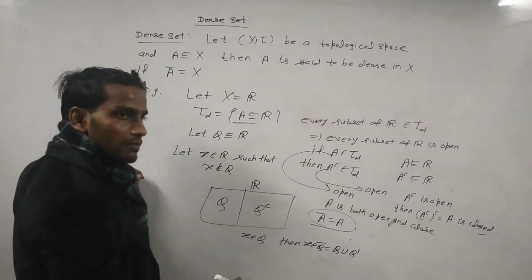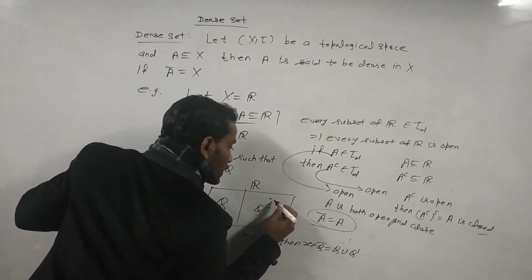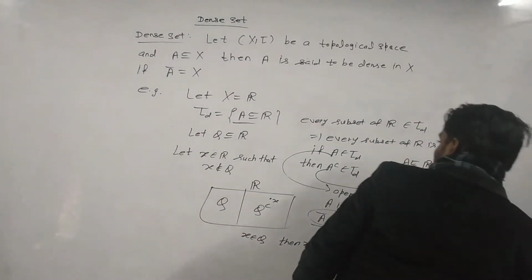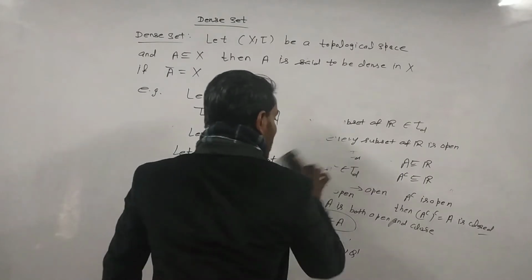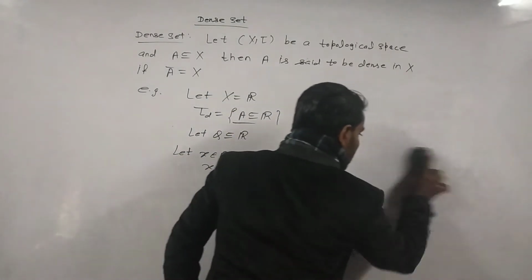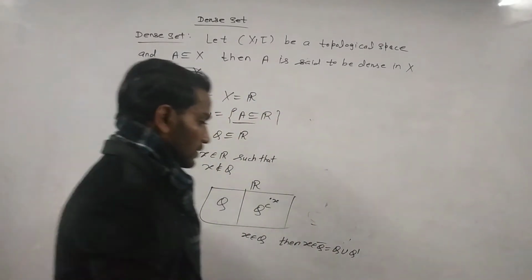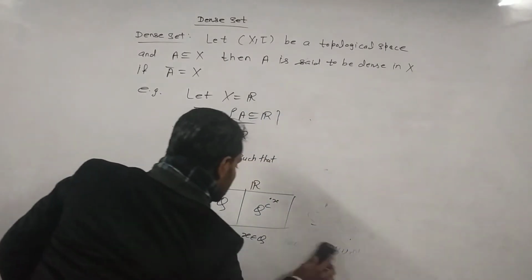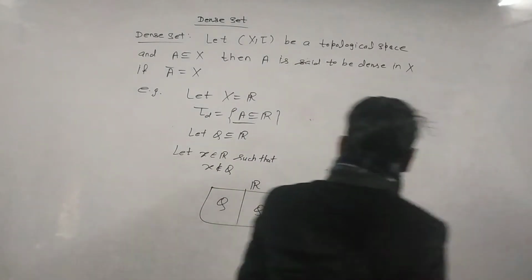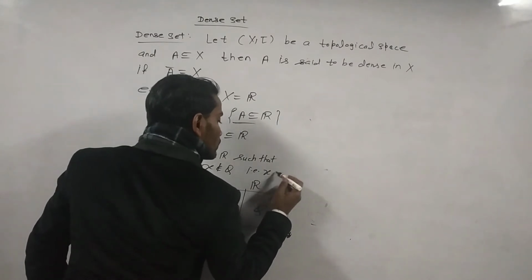So we will discuss those elements of R which don't belong to Q. Then take an element from Q complement, with the definition. We will discuss the derived set. Here we have taken an element X from R that doesn't belong to Q, that is, X belongs to Q complement.